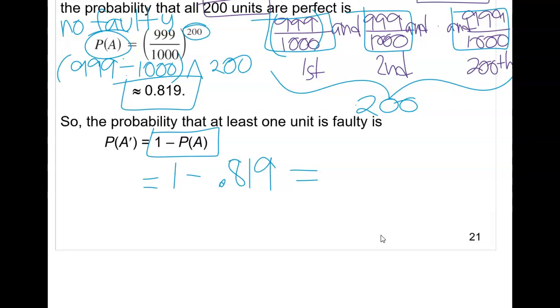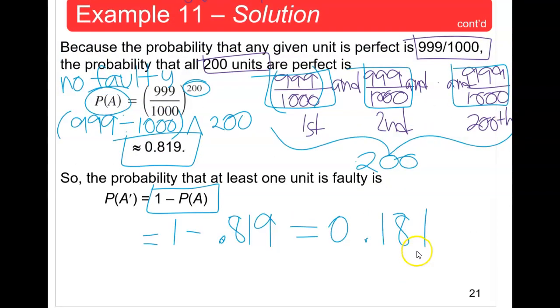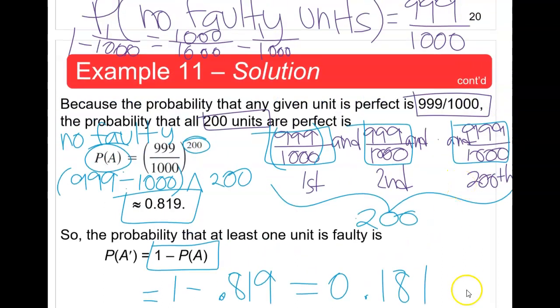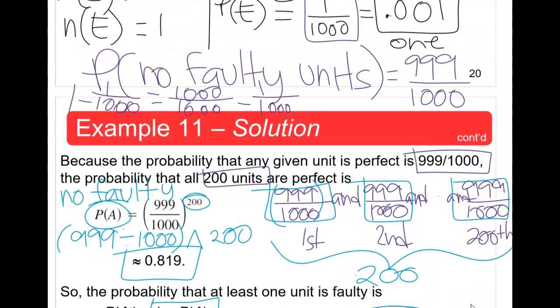And if we subtract that, you need to keep in mind that this could be only one faulty unit, or 2 faulty units, or 3 or 4 or 5 or 6 or 10 or 20, or even all of them, 200. So that will be a small number, and this will be 0.181, that at least one of them will be faulty. It is a small number, but since we only have 200 units, it is a bigger number than the fact that out of 1,000, one will be defective.